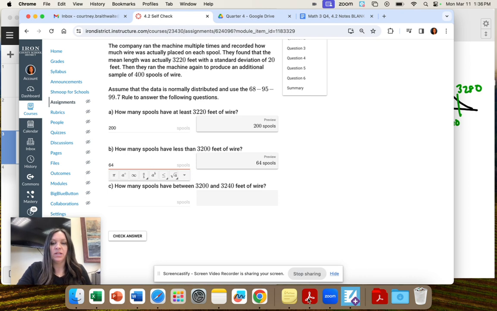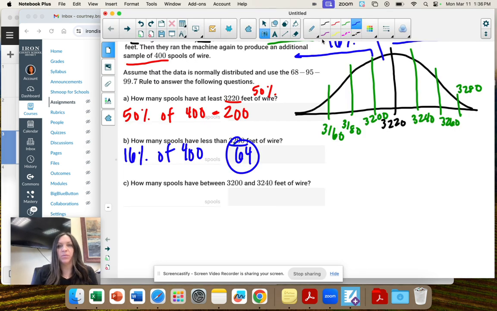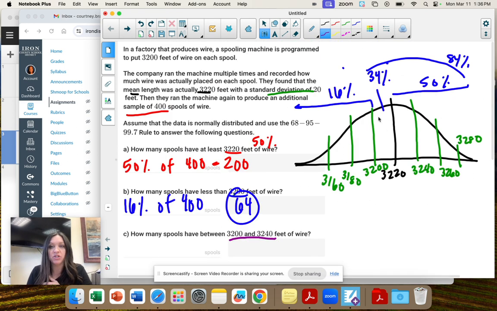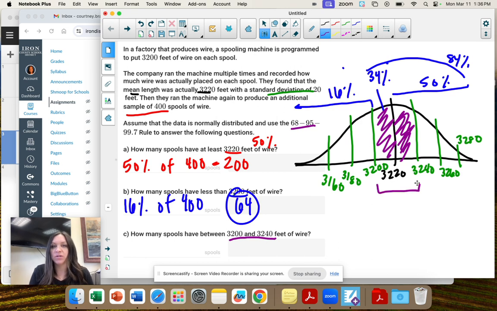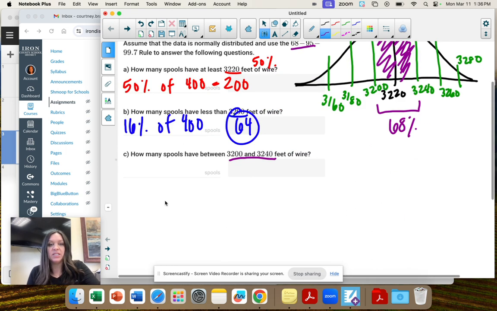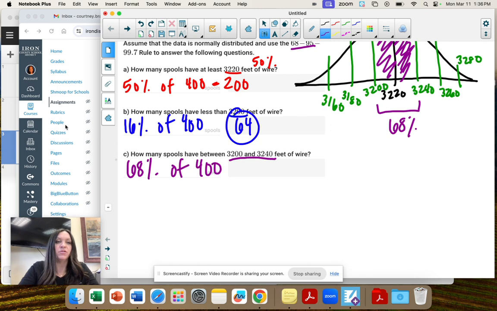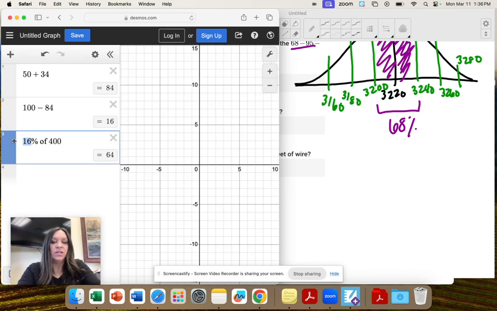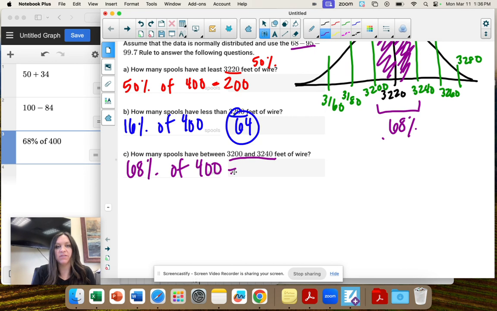Okay, next one. How many spools have between 3,200 and 3,240? So now I'm going to shade. So from here to here. And we're using this rule. This is 68% of the sample. 34 and 34. That's the rule that they're mentioning. So 68% are between those two numbers. 68% of 400 is 272 are between those two numbers.